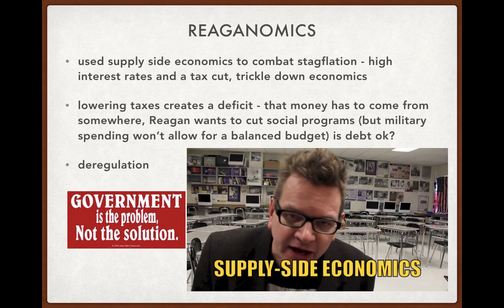Lowering taxes, though, creates a deficit. Reagan has to choose: do I deficit spend or do I pull money from somewhere else? Reagan wants to cut social programs, but military spending won't allow for a balanced budget, and the decision is that debt is okay. So while Reagan spends some time preaching and advocating for a balanced budget, in the end, he decides that it is okay to deficit spend, which we'll come back to in just a minute.